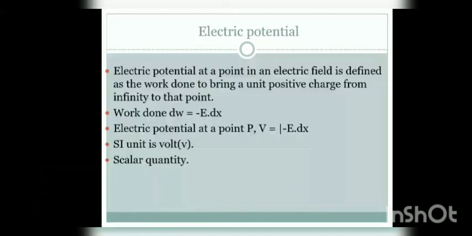So next, just have a look at the definition for electric potential. Electric potential at a point in an electric field is defined as the work done to bring a unit positive charge from infinity to that point. And these 2 points will be discussed later in this session itself. And you know the unit of electric potential is volt. You had already studied it in your class 10 physics. Electric potential is a scalar quantity.